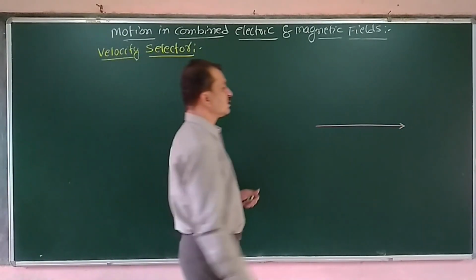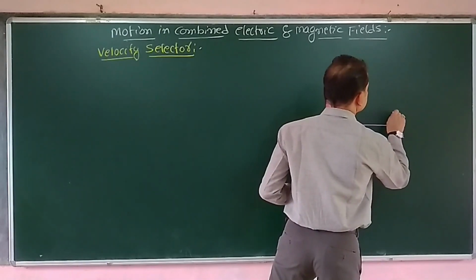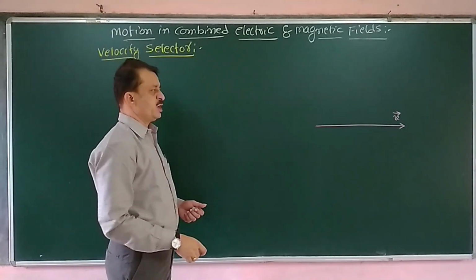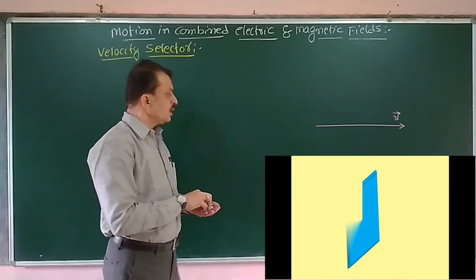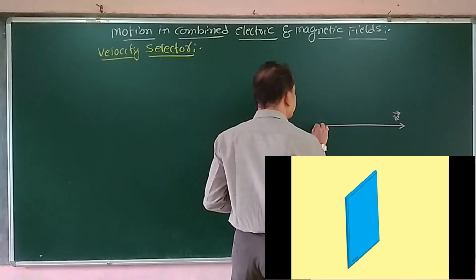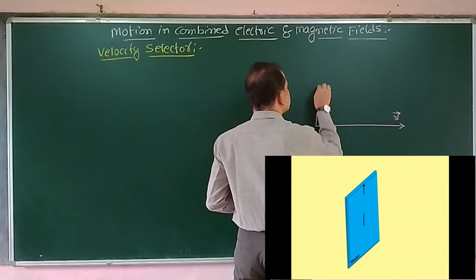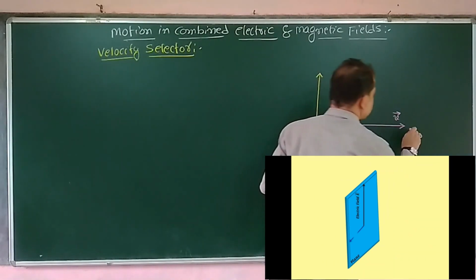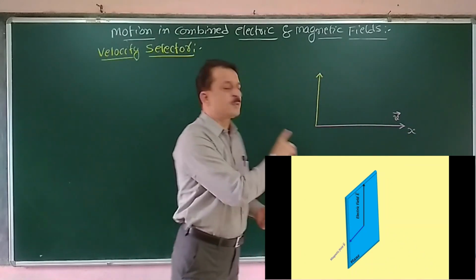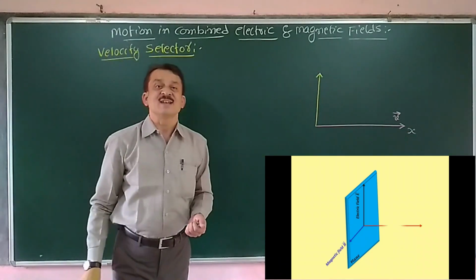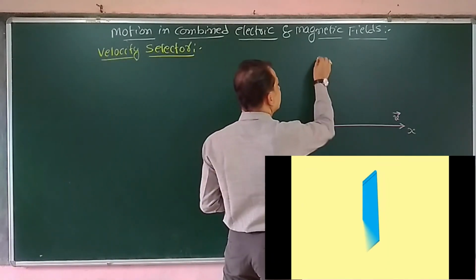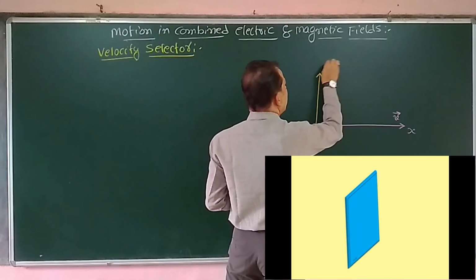Now this indicates the velocity of the charged particle. A particle is moving with a velocity v. Now we are applying an electric field along this direction. If I take this as the x-axis, the charged particle is moving along the x-axis. Now we are applying an electric field along the y-axis.